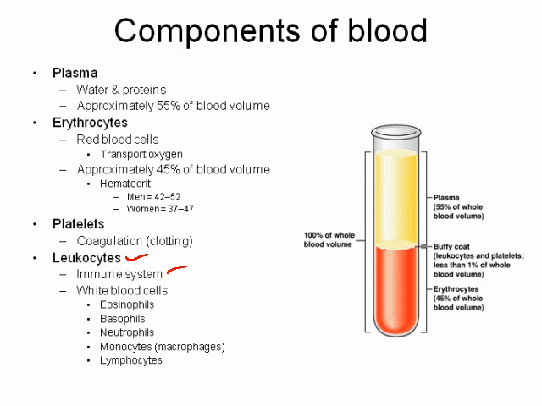And then leukocytes, which are part of the immune system. These are the white blood cells. Leukocytes are subdivided into several cell types. We'll talk about these later on. The eosinophils, the basophils, neutrophils, monocytes, and lymphocytes.